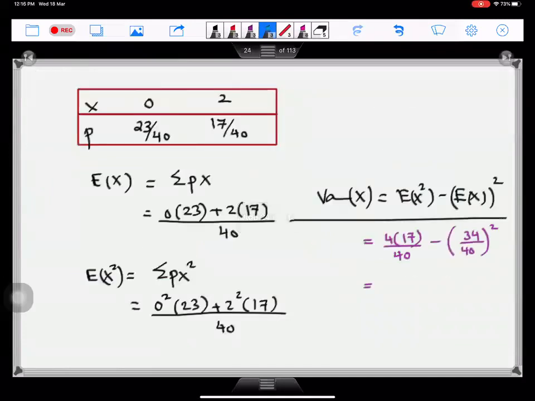This question could also have been done using the concept of DRV, discrete random variable. Probability of getting a 0, 23 over 40. Probability of getting a 2, 17 over 40.